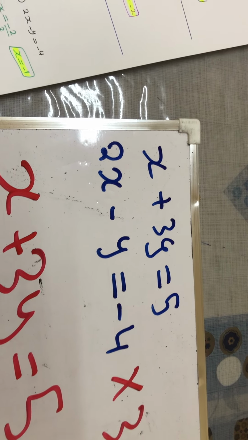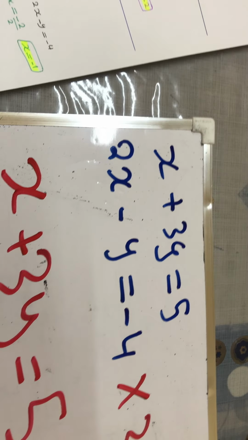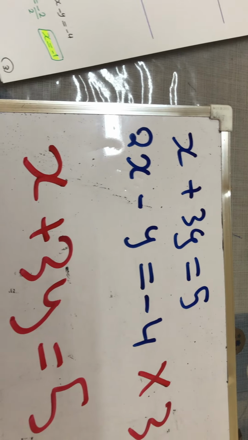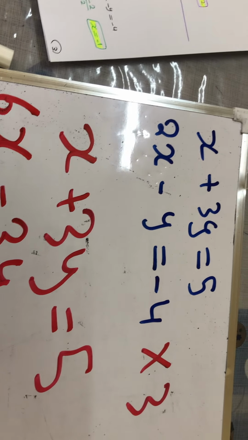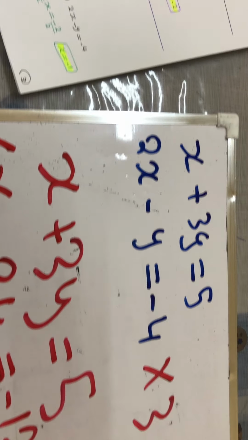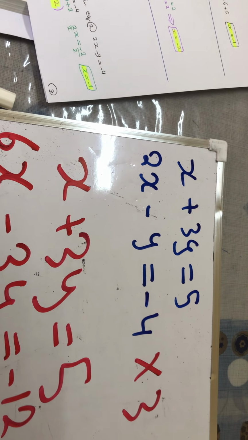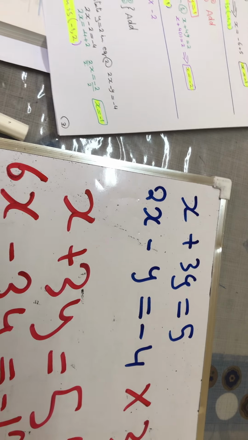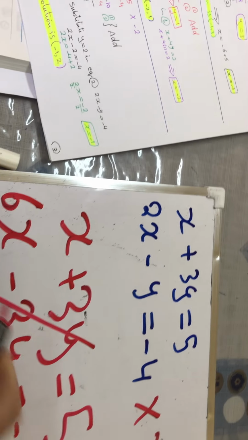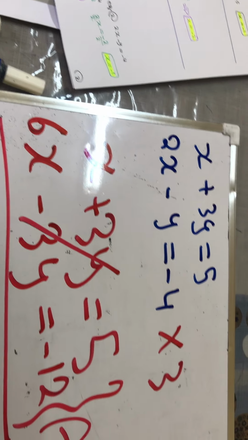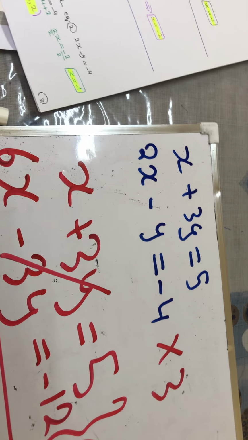So 3 multiply 2 equals 6x. And 3 multiply negative y equal negative 3y. And 3 multiply negative 4 equal negative 12. Nice. I have two equivalent equations. Add the two equations. X plus 6x equals 7x. Positive 3y and negative 3y cancel. And here, negative 12 plus 5 equal negative 7.